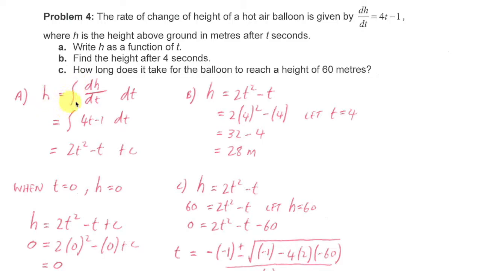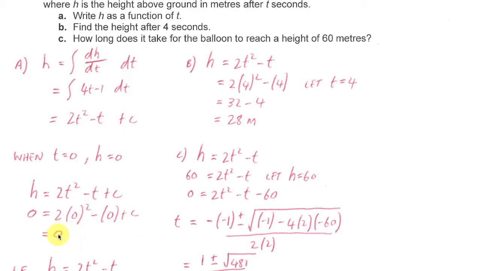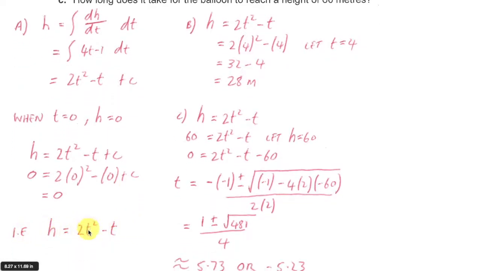So h is equal to the antiderivative of the derivative with respect to t. So it's the antiderivative of 4t minus 1, and I end up with 2t squared minus t plus an unknown constant c. Now, I'm going to use the fact that at the beginning of this balloon ride, time is 0, and the height above the ground will also be 0. So here's my h function, including the unknown c. I'm going to set the height to equal 0, and I'm going to substitute that time is 0. So this will all become 0 plus c. So this in fact should be c just here, not 0. So 0 equals c. That is, my h function is 2t squared minus t.